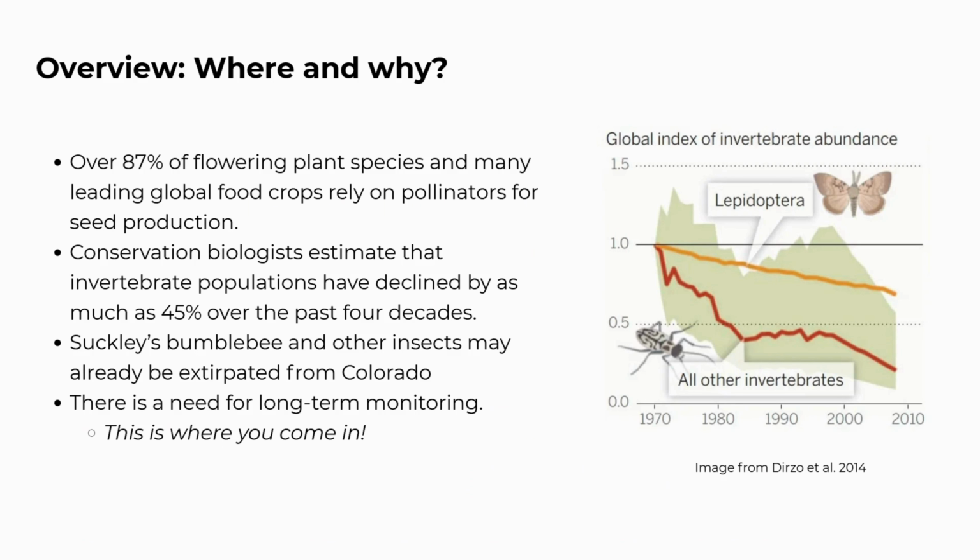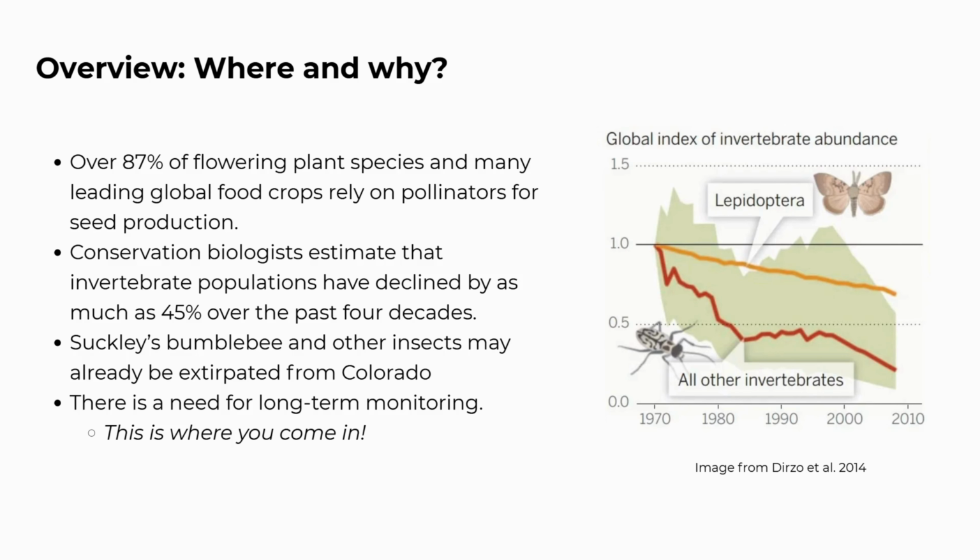Even just in Colorado, we are worried about the Suckley's bumblebee, which is a cuckoo bumblebee that relies on the western bumblebee as its host. We're worried that it may already be extirpated from Colorado, and what that means is that Colorado was a part of its native range, and it is no longer found in the state of Colorado. So it's not extinct. It may be found somewhere else, but we know it's not here anymore.